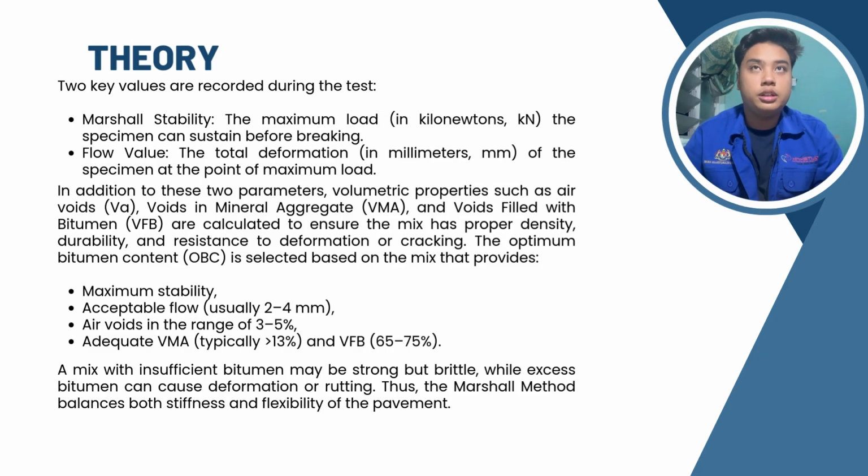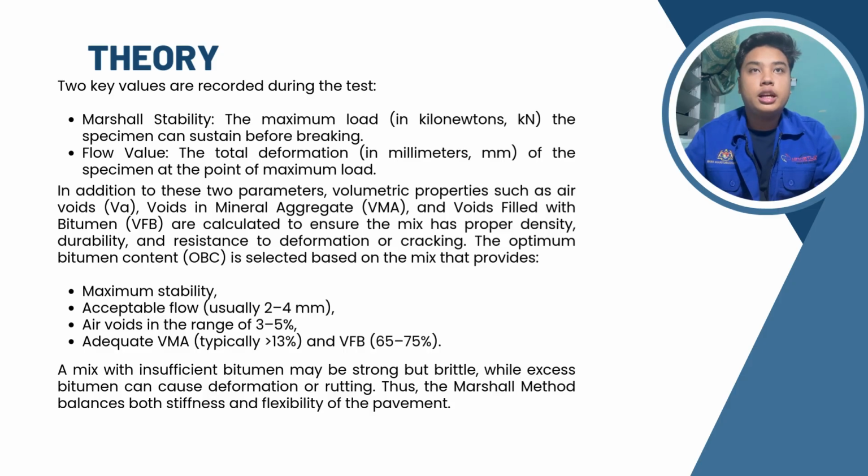I will continue about the second theory. Two key values are recorded during the test. The first one is Marshall stability, the maximum load the specimen can sustain before breaking, and the second one is flow value, the total deformation in millimeters of the specimen at the point of maximum load. In addition to these two parameters, volumetric properties such as air voids, voids in mineral aggregate, and voids filled with bitumen are calculated to ensure the mix has proper density, durability, and resistance to deformation or cracking.